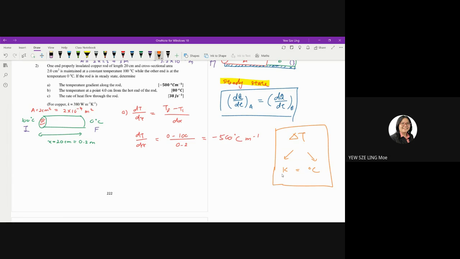Okay, just remember, even though Kelvin is SI unit, when you're looking at change in temperature, it doesn't matter whether the unit is in Kelvin or in degree C, because they are the same.